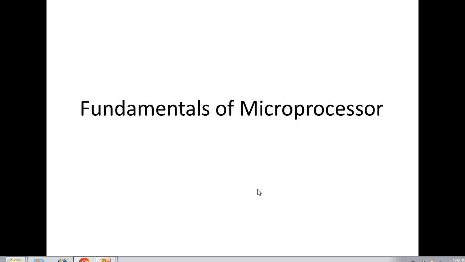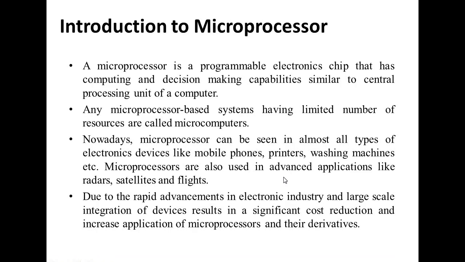Today we are going to see the fundamentals of the microprocessor unit. We are interested in the 8085 microprocessor. So we'll just begin with what is a microprocessor. A microprocessor is a programmable electronic chip which has computing and decision making capabilities similar to the central processing unit of a computer.